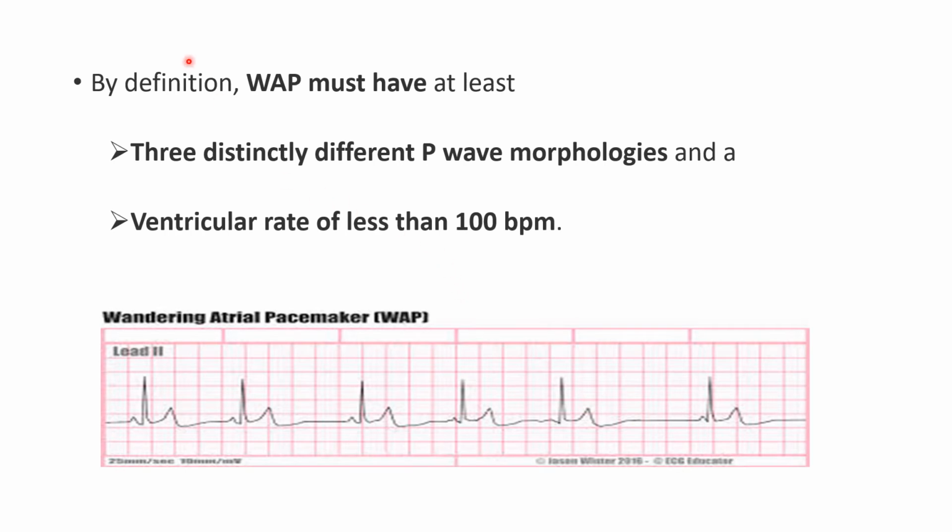By definition, wandering atrial pacemaker must have at least 3 different P wave morphologies and the heart rate should be less than 100 beats per minute. Here you can see P waves of different morphologies and note that the heart rate is less than 100 beats per minute.